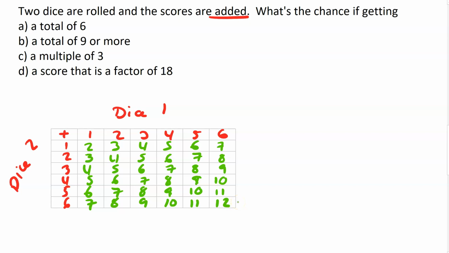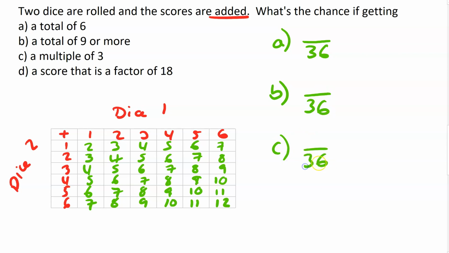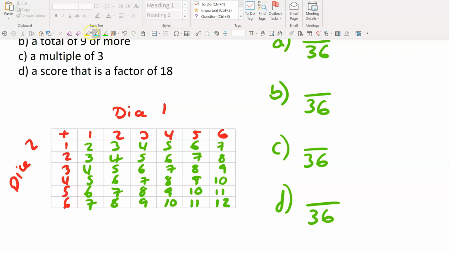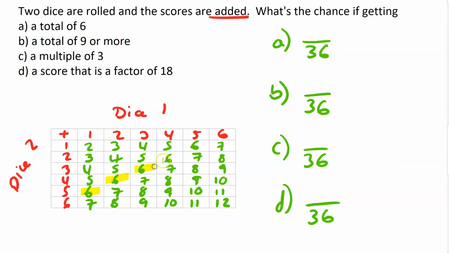Right, so that's all filled out. How many is it out of? How many green boxes are there? There are 36. Right, so these are all out of 36. Now, total of 6. I'm going to have to use highlighter this time. So I can have 1, 2, 3, 4, 5. We don't count the red numbers. So 5 out of 36.